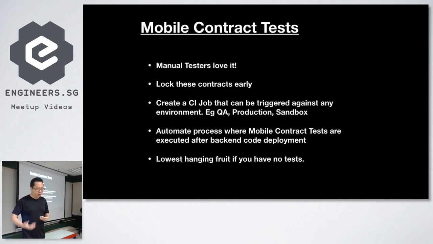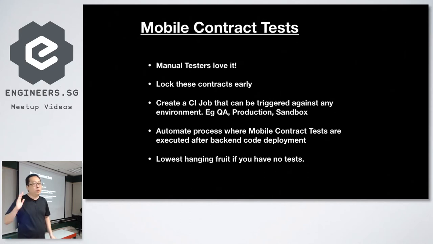Of course, I mentioned we can create a CI job where we can run against any environment, even in production if you want to. So coming to your point, because everybody enjoys clicking it and they want to write it, someone suggested, hey, why not, after the backend services are deployed, we just run a downstream hook and start this job.